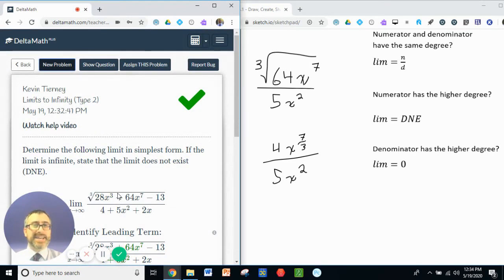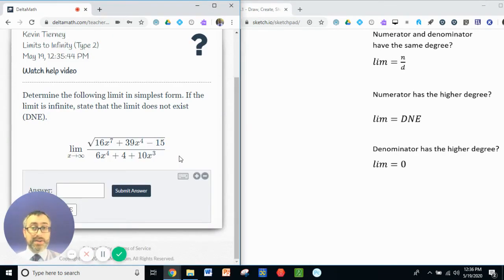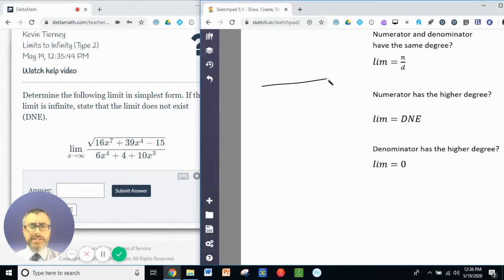Okay, let's take a look at one more problem. New problem, same instructions, new limit. Here we're trying to find the limit as x approaches infinity of the square root of 16x to the 7th plus 39x to the 4th minus 15, all over 6x to the 4th plus 4 plus 10x cubed. Again, I just need to focus on the highest growing term in each group. In the numerator, that's going to be this square root of 16x to the 7th. And in the denominator, it's just 6x to the 4th.